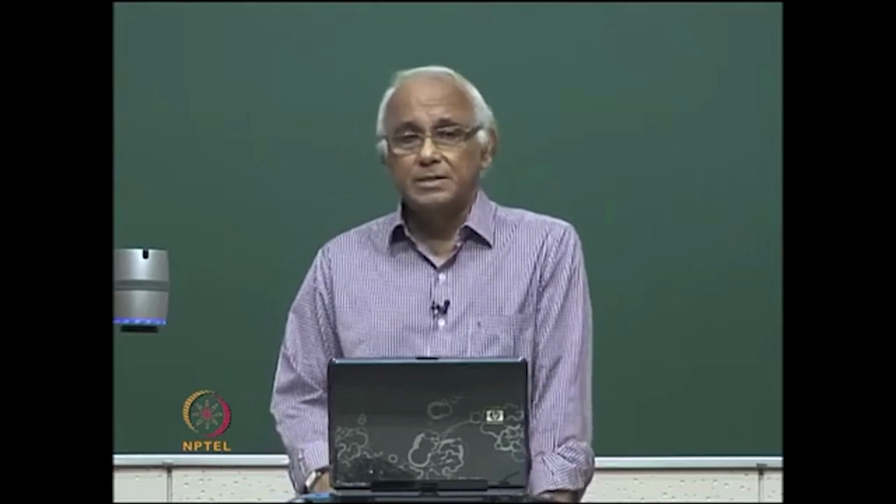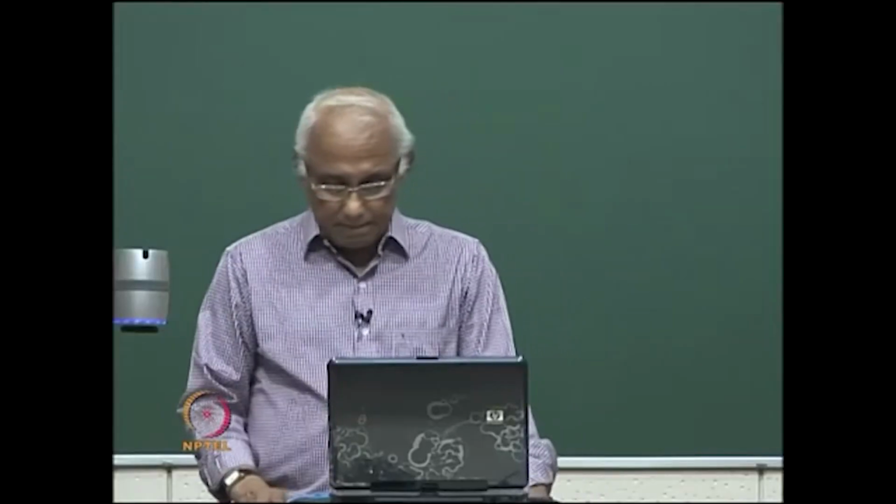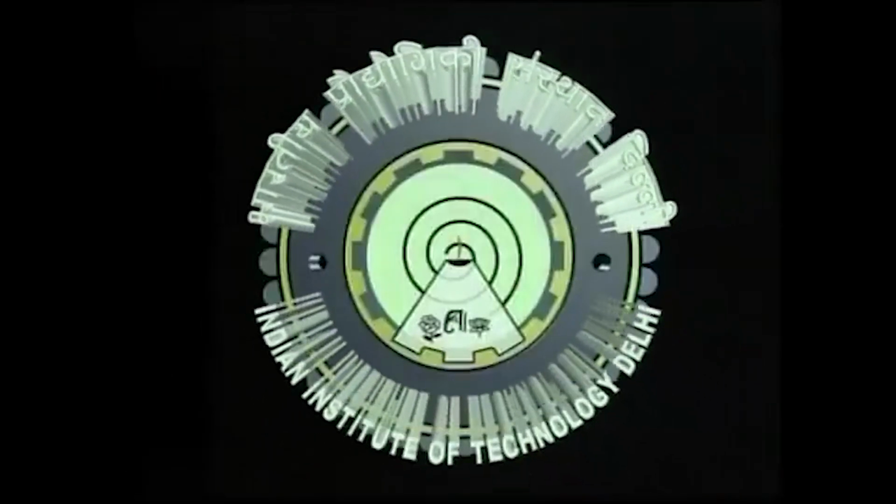Similarly, for the second support, you will have the first 5 seconds as zeros, then you will have 30 seconds of the record, and the last 10 seconds will be 0. So, that way we can construct the different excitations at different supports from the 30 seconds of the actual earthquake that is travelling, with a 5 second time delay between each support.